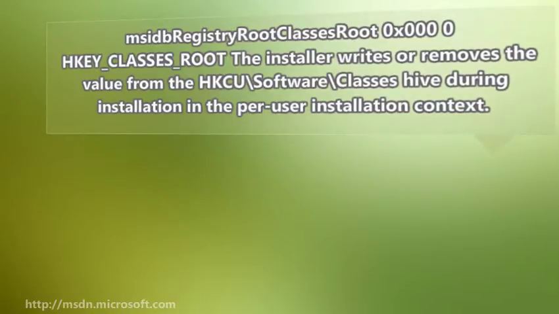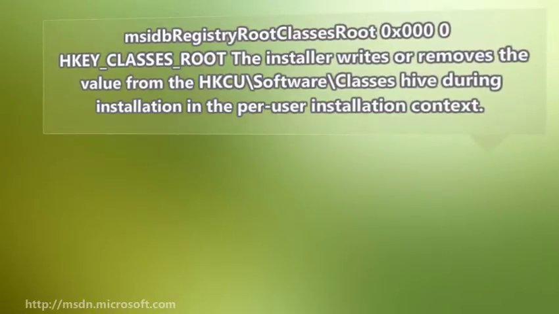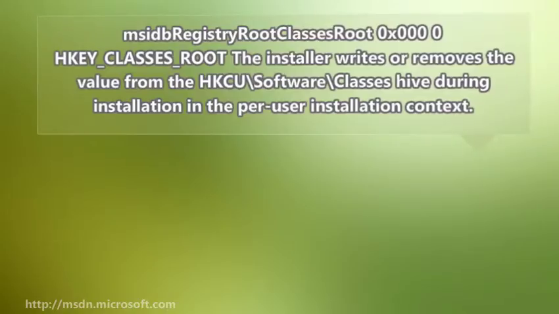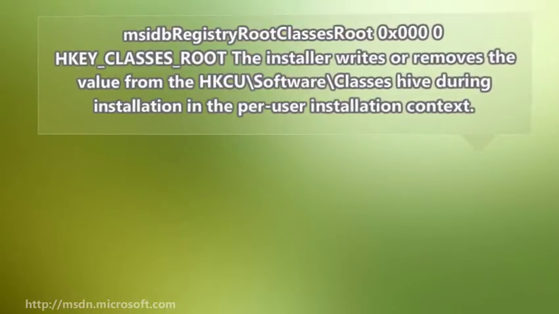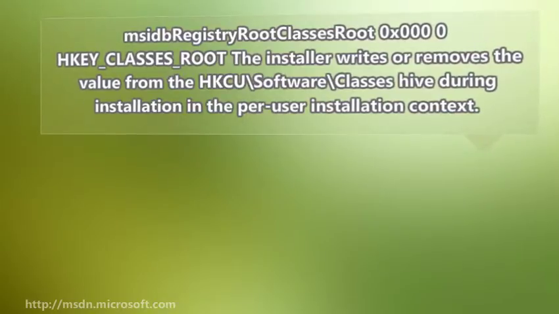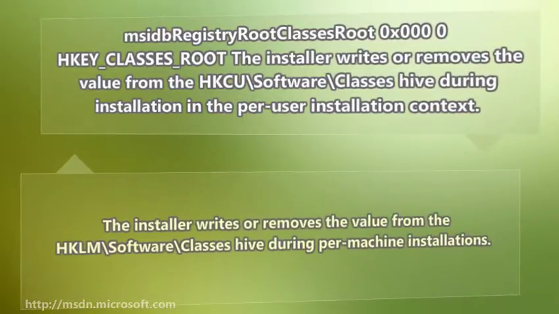MSIDBREGISTRYROOTCLASSESROOT, 0x000, 0, HKEY_CLASSES_ROOT. The installer writes or removes the value from the HKCU\Software\Classes hive during installation in the per-user installation context. The installer writes or removes the value from the HKLM\Software\Classes hive during per-machine installations.